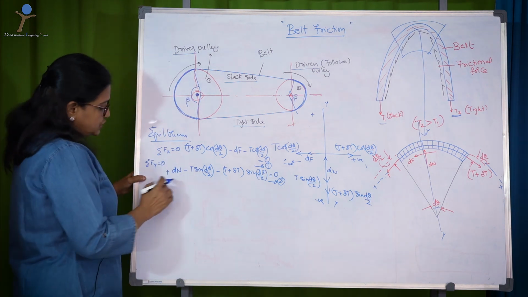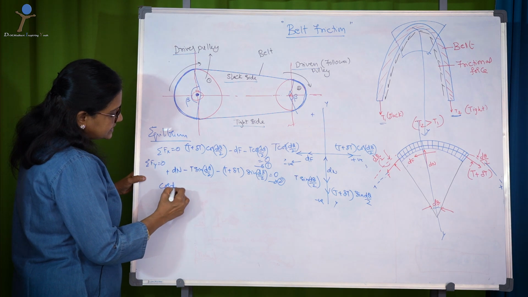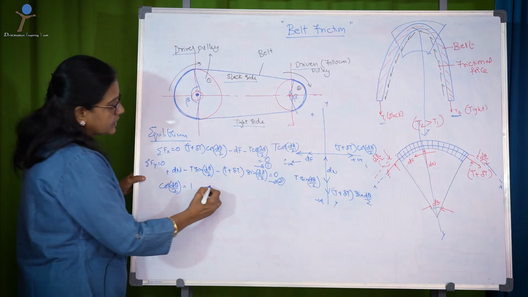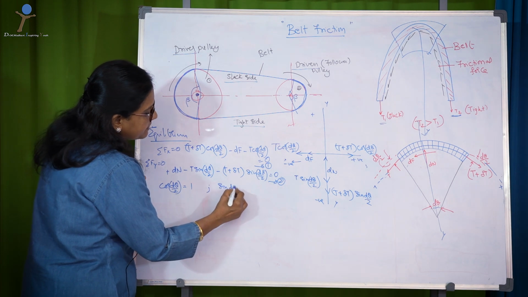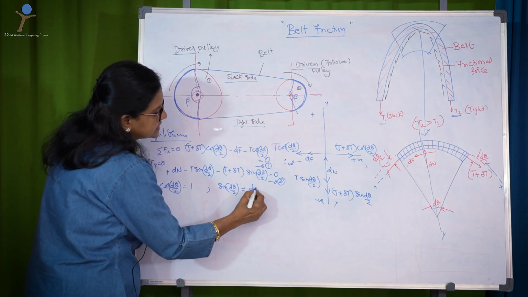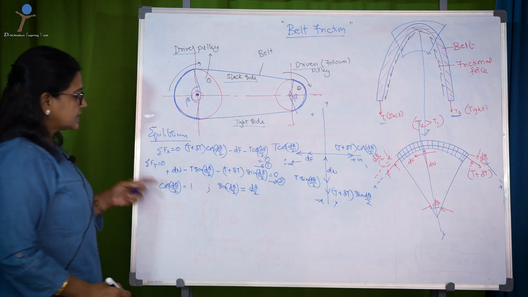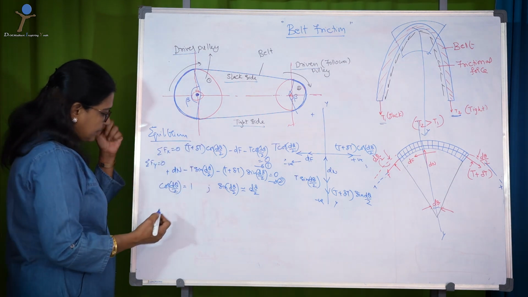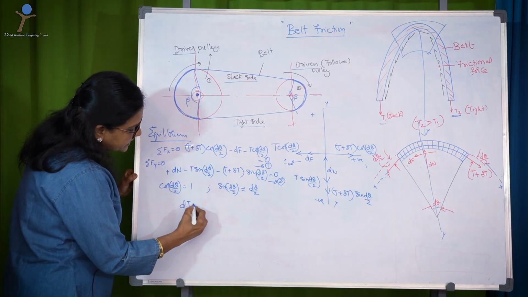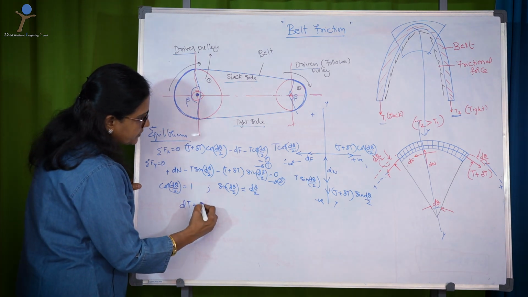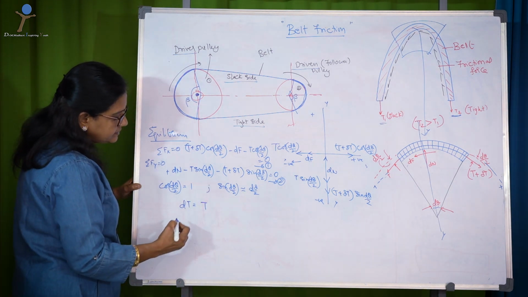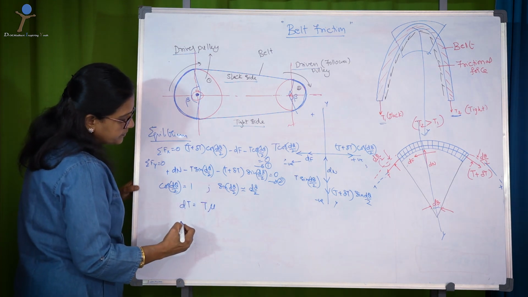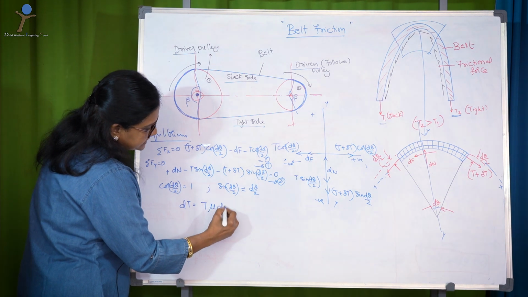Now, assume that cos d theta by 2, for a small angle, is equal to 1 and sin d theta by 2 equal to d theta by 2. Substitute these values in the above two equations and solve to get the final result: dT equal to T into mu into d theta.